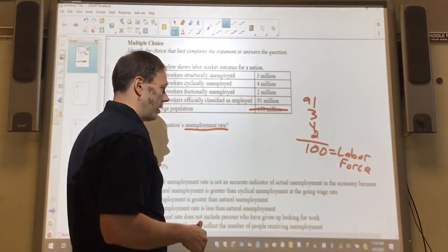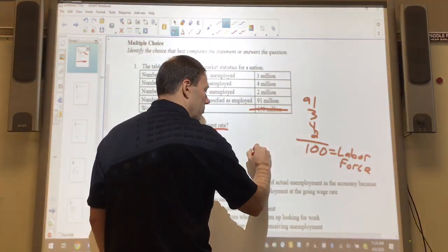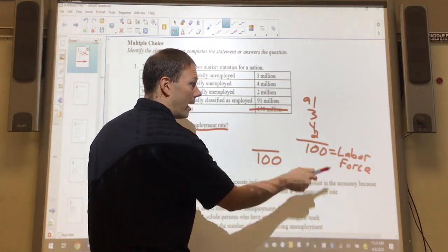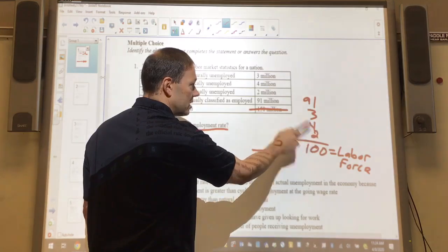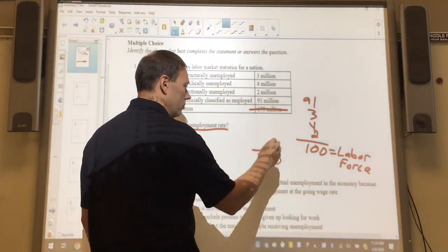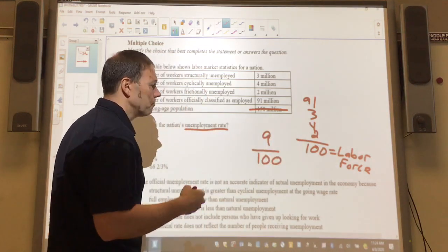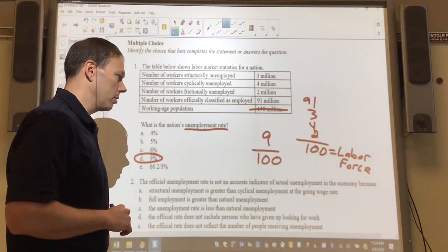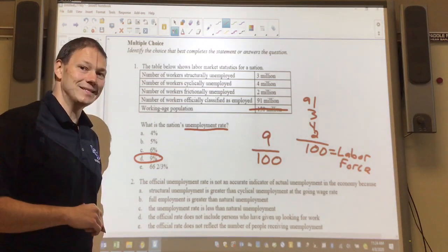Now, using that formula I showed you a moment ago, the unemployment rate is the number of people who need a job, and that would be 9. 3 plus 4 plus 2, all these people that are unemployed. Doesn't matter why they're unemployed, just that they're unemployed. So there are 9 million people unemployed. Divide that by 100, and that comes out to a 9% unemployment rate. So the answer to number 1 is D.